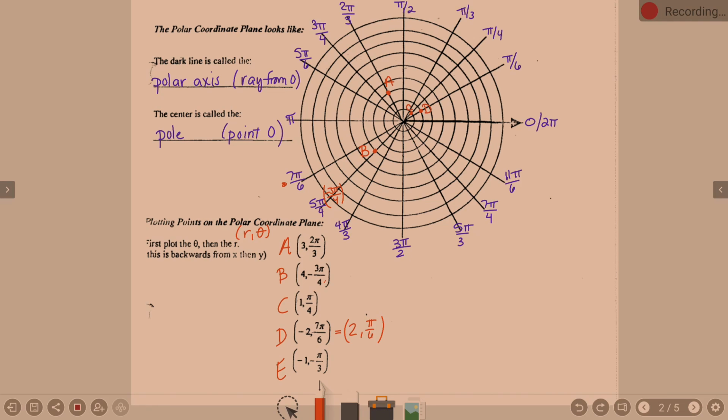Okay. That takes us to E. Negative 1, negative pi over 3. So first of all, where is negative pi over 3? Instead of going up pi over 3, it's down pi over 3, and that puts us at 5 pi over 3, yes? And then what's negative 1? Instead of coming down on 5 pi over 3, we're going to go backwards to the pole, and we're going to be on 2 pi over 3.